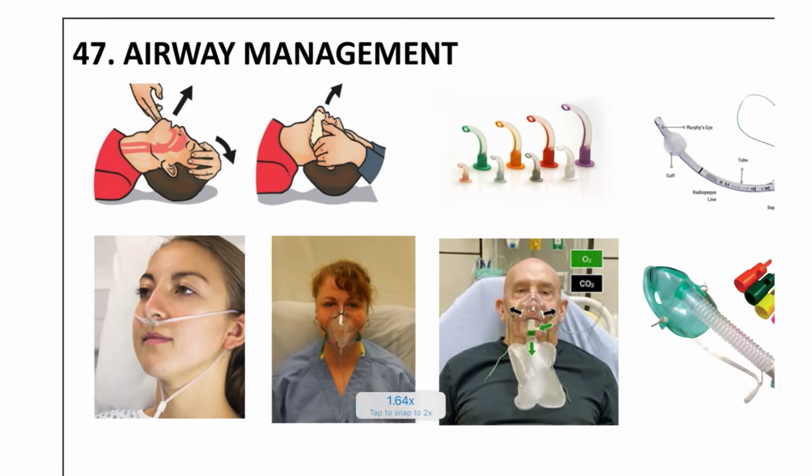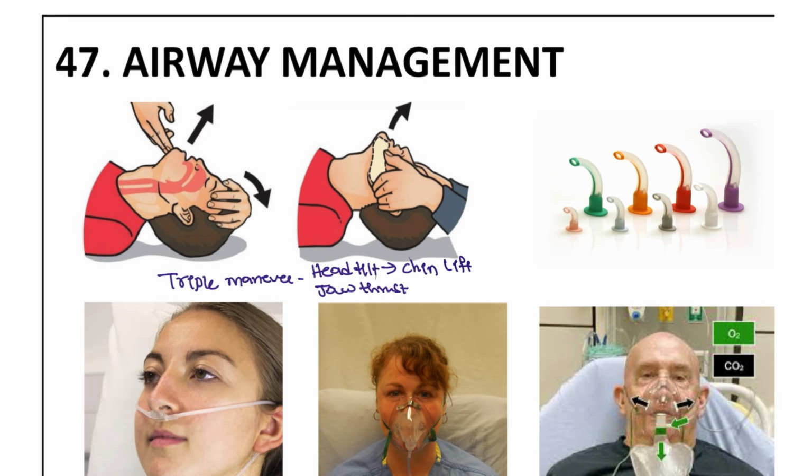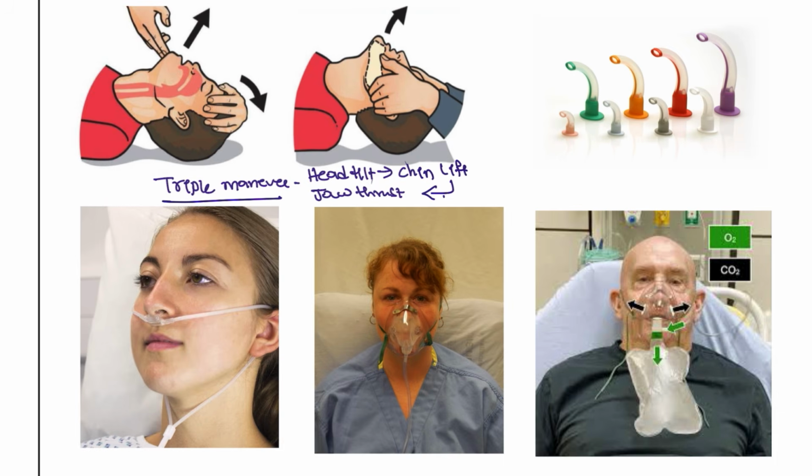Right. Next, airway management. If you find the patient as a bystander and you don't have any instruments with you, then you can perform the triple maneuver. What is meant by the triple maneuver, guys? First you are going to do the head tilt, and also jaw thrust. Before the jaw thrust, you are going to do the chin lift. So chin lift, head tilt, and the jaw thrust. This is known as the triple maneuver to save the airway.